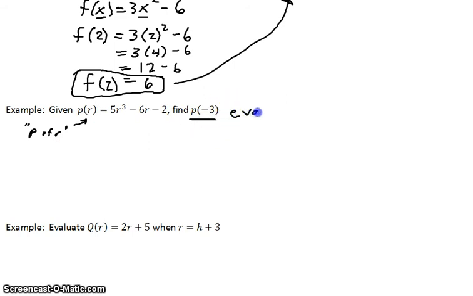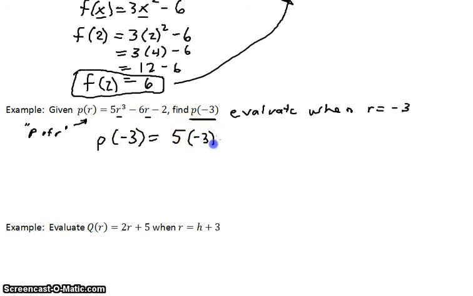So what I'm going to do is evaluate when R is equal to -3. So I'm going to plug -3 into this wherever I see it. Now I see R here and here, so I'm going to plug it in 2 different times. But I'm going to use parentheses wherever I see it.